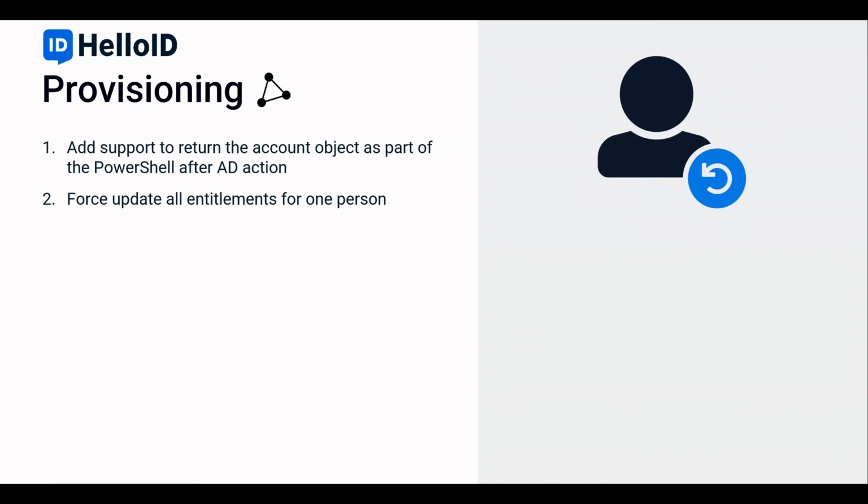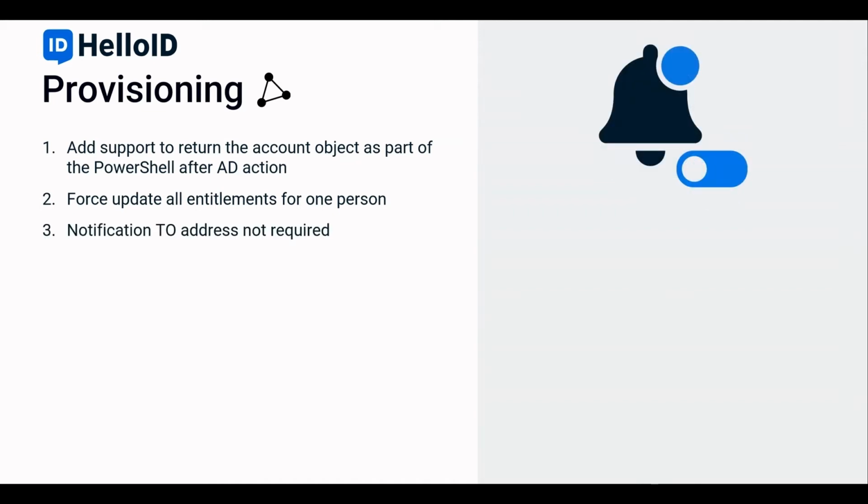Our second new item is the Force Update All Entitlements for one person. With this feature, we introduce the support for a force update on all entitlements which could be related to multiple target systems for a specific user. The last new item is the notification to address not being required. We changed the notification settings to also accept only values for CC and BCC without the use of having a to parameter configured when sending notifications.